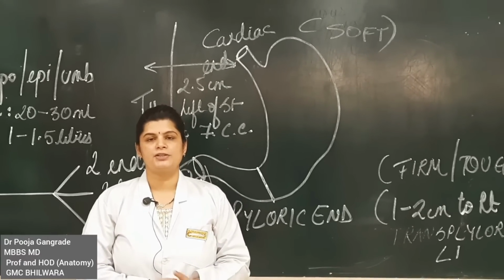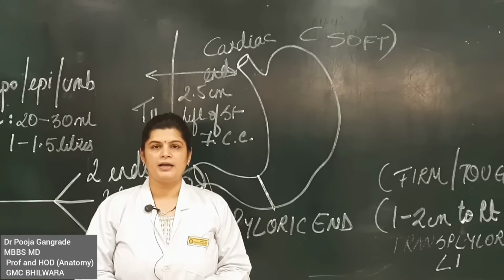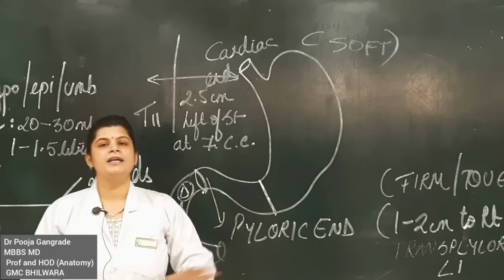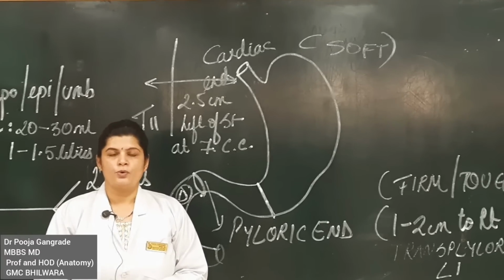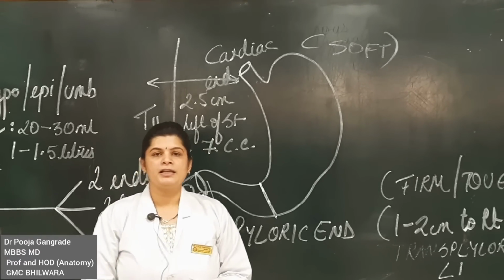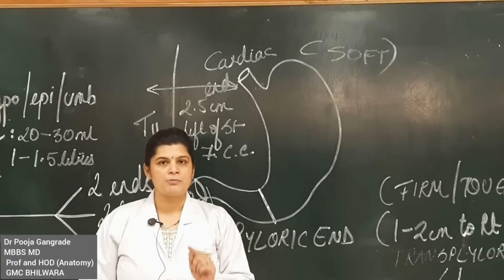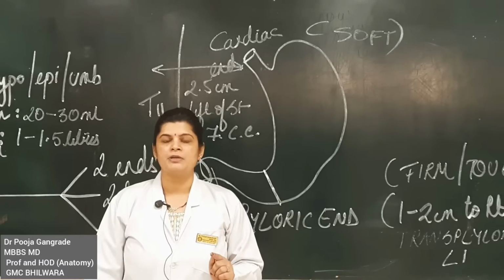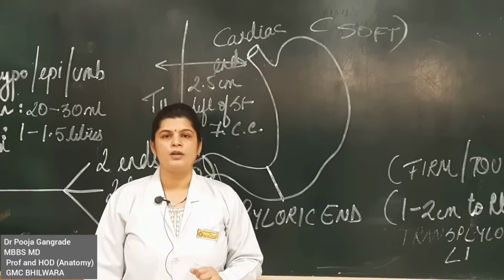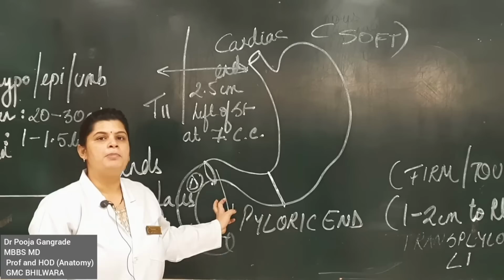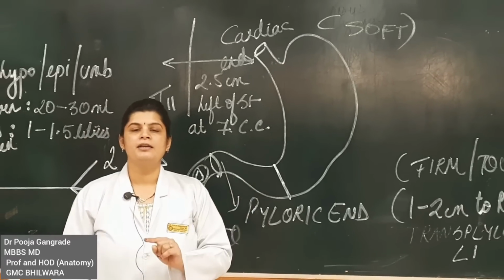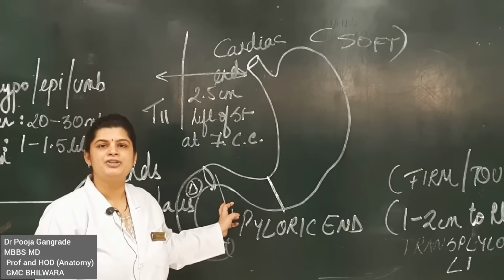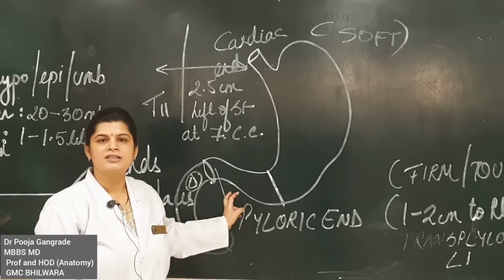Some important features related to this. When you see the stomach in the dissection hall, I am just giving you a small tip. This end of the stomach is behind the liver. So, in an anatomically formalized specimen, now remember what I am saying. In an anatomically formalized specimen that you get to see in the dissection hall, sometimes the bile from the gallbladder leaks out and it gives a green tinge to the pyloric end of the stomach.